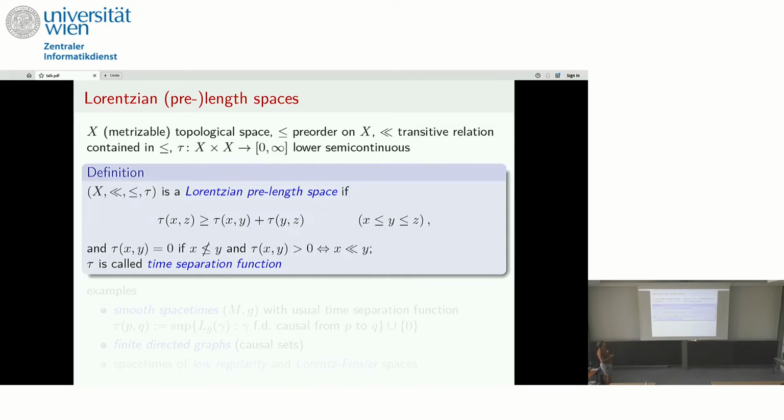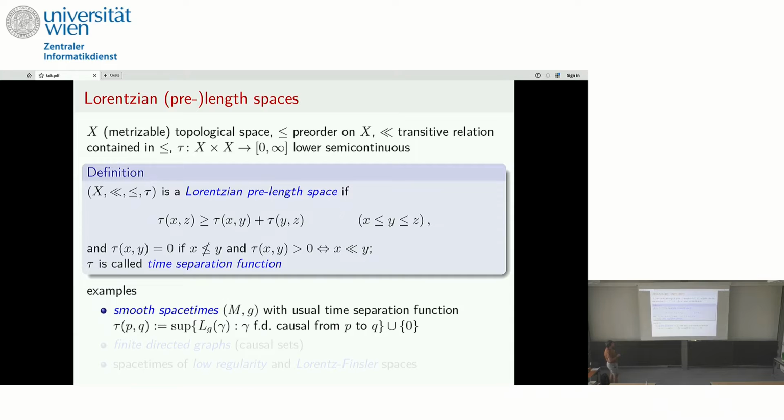So you could put everything into tau, for example, by allowing the value minus infinity and saying that they are causally related if and only if the value is non-negative. But we opted for this choice because actually in spacetimes of low regularity, you have a time separation, you have these causal relations, and this is kind of a compatibility condition. And in smooth spacetimes, this is always satisfied. So this is the first example.